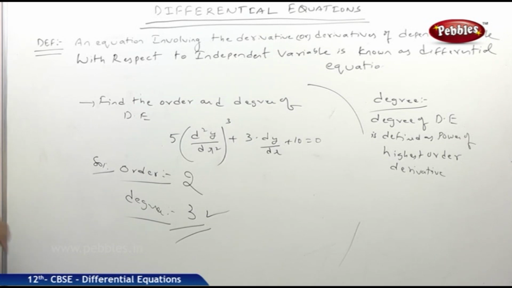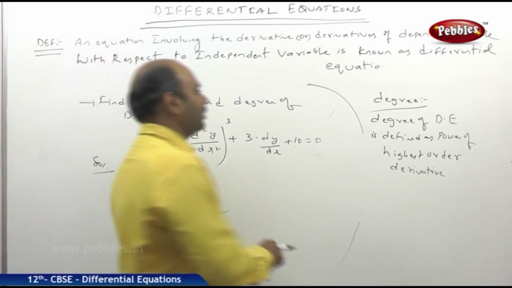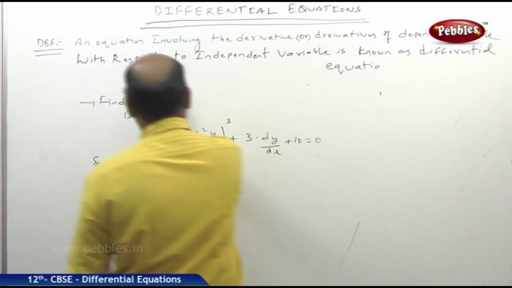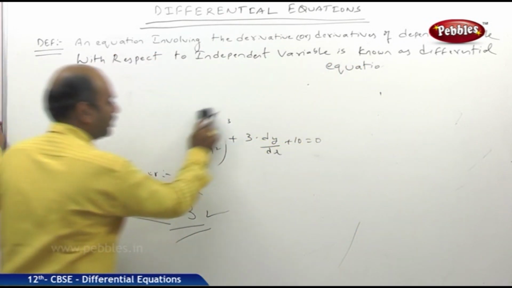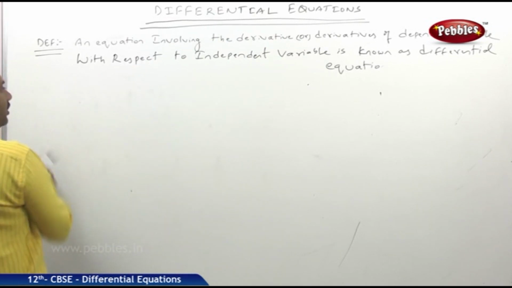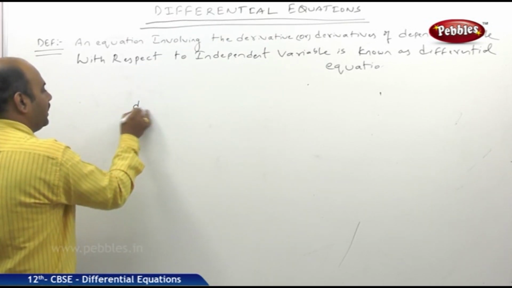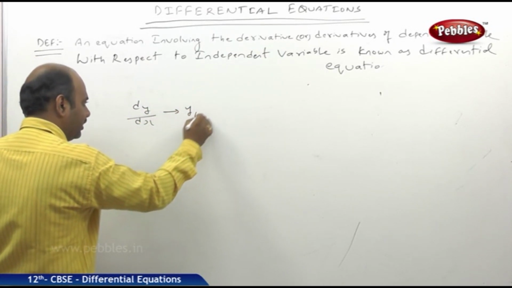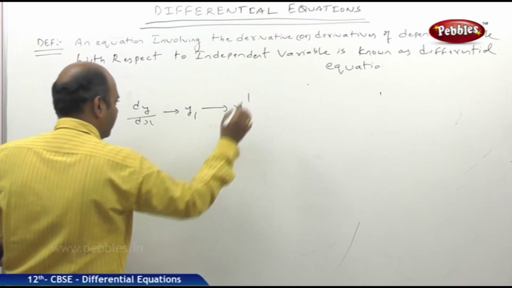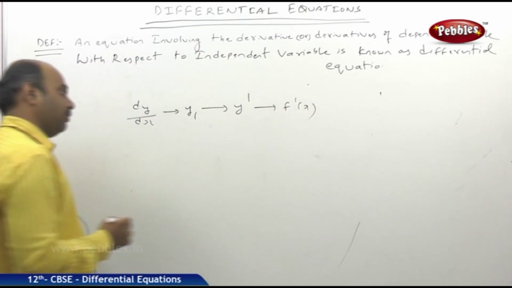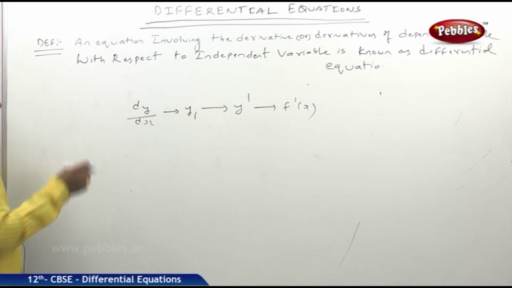Before starting up the topic, you need to once again remember some notations which we used in the chapter on differentiation, methods of differentiation. dy by dx is also denoted as y1. Sometimes it is denoted as y dash, sometimes it is denoted as f dash x. We should remember all these things.